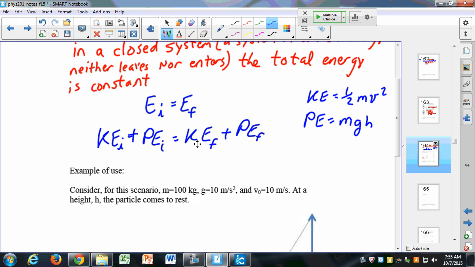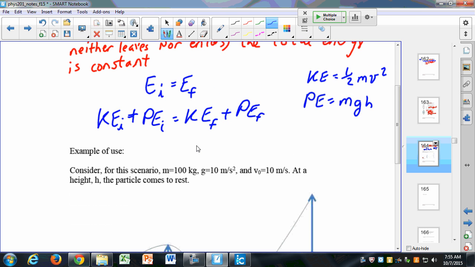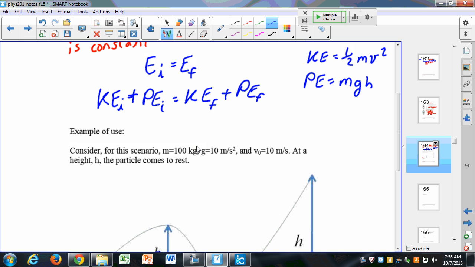Let's do an example here. You have something like this in your homework. You'll see one like this on your test. You probably will have an added caveat to it, and we'll go over that later, where you have friction applied. Let's look now where we just have an object that is moving along a frictionless track, and we want to know its velocity and its height at particular points.